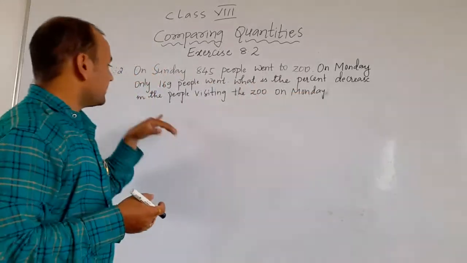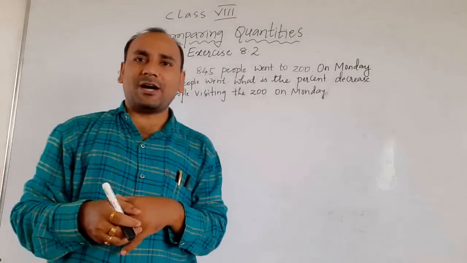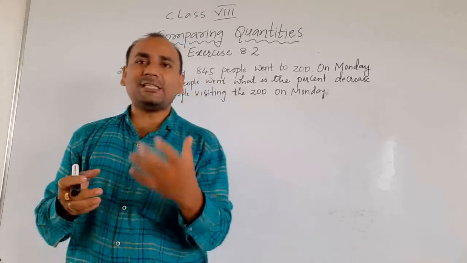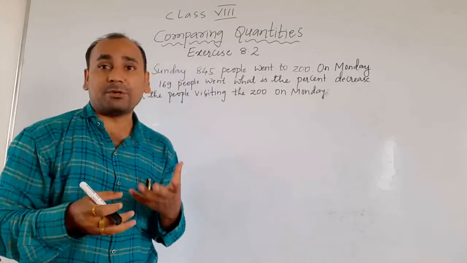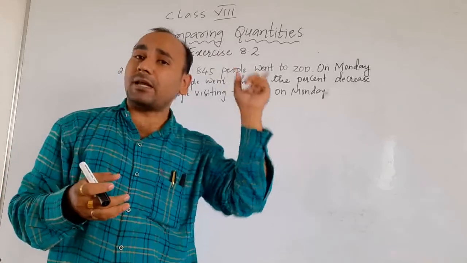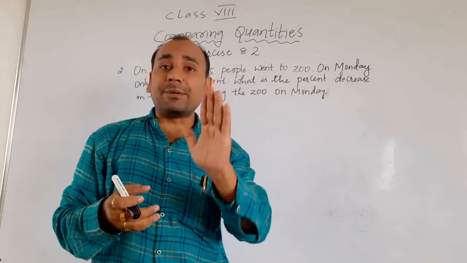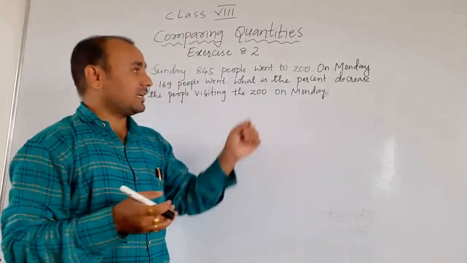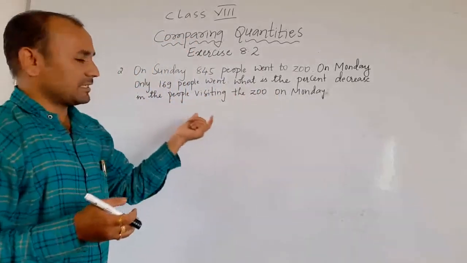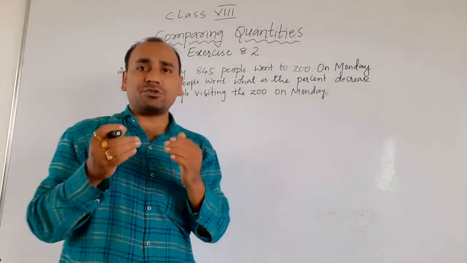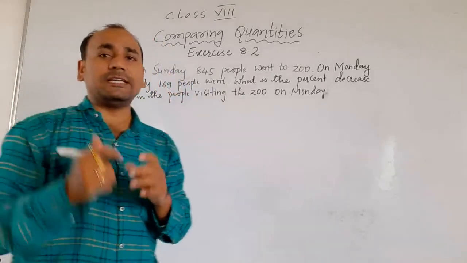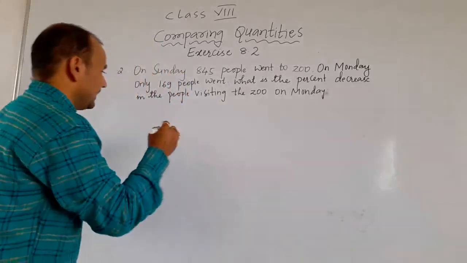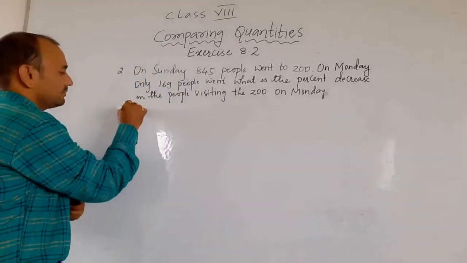So what is the percent decrease in the people visiting the zoo on Monday? We have to find the decrease percent. I am taking a formula which people have already learnt in the 7th standard Comparing Quantities chapter. That formula I am applying. The formula is: percent decrease is equal to amount of change divided by original amount, into 100. By taking that formula we can do it. Okay, let us see the solution.